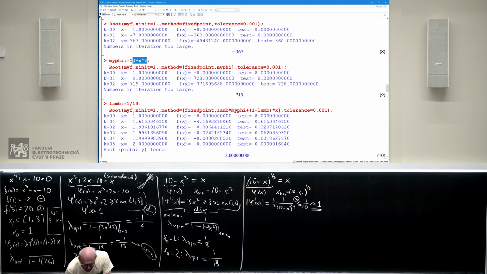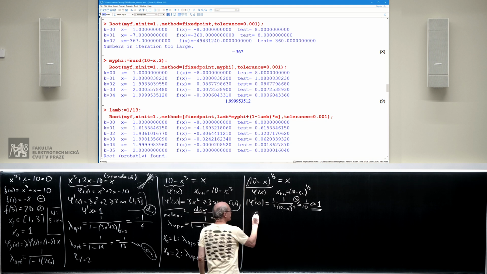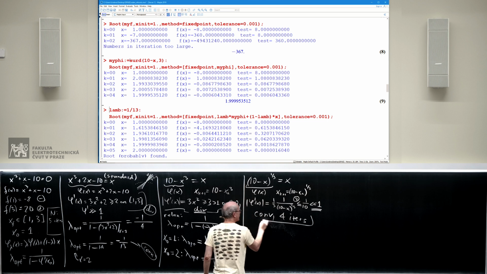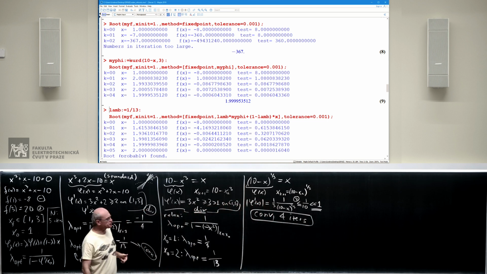I have to be careful in Maple, because Maple has some strange idea about taking cubic powers. So I have to do it like that, the cubic root from 10 minus x. Here we go. Now, that was wicked. Four iterations led me to the answer. It converges in 4 iterations. Notice that this is better than Newton, even without relaxation.